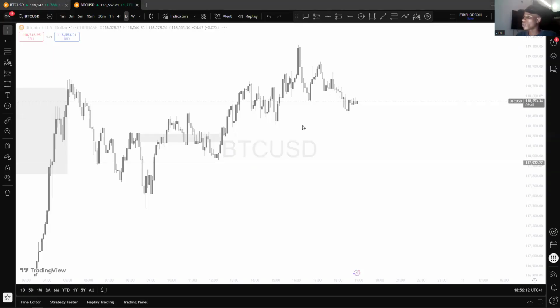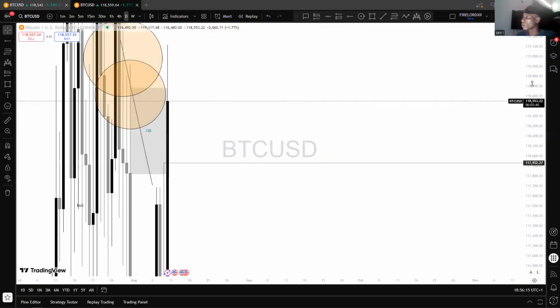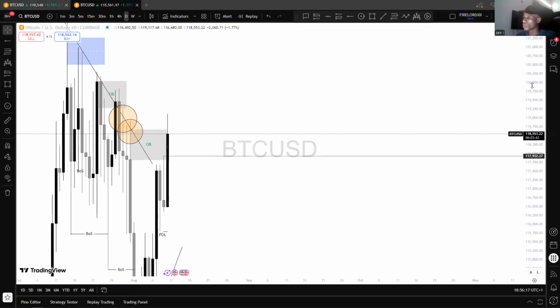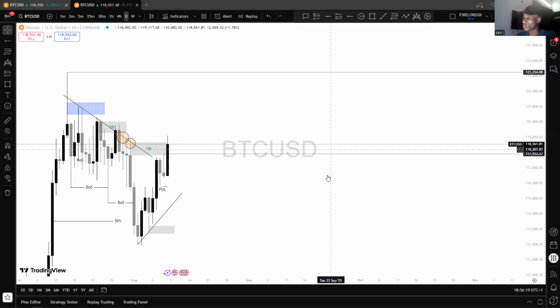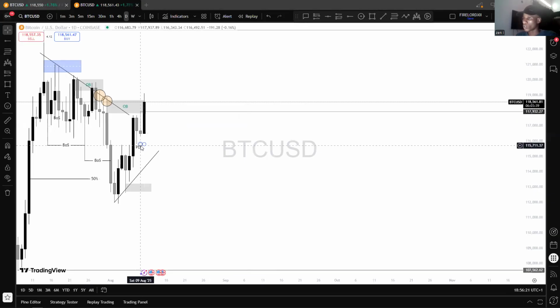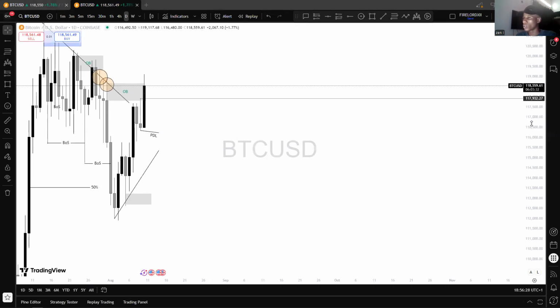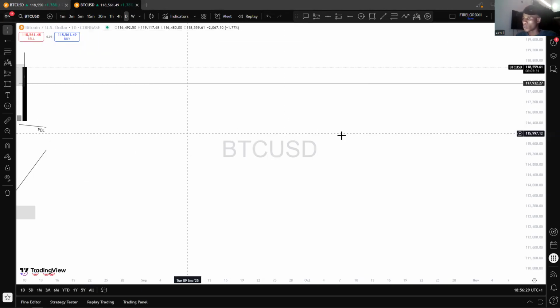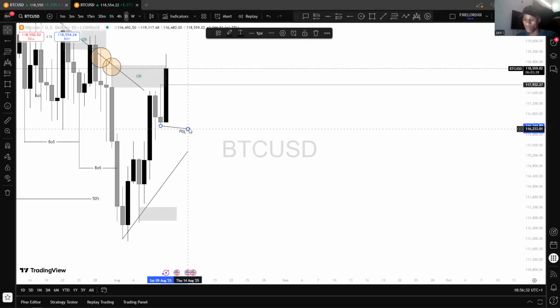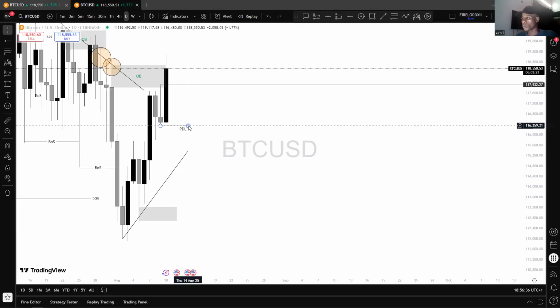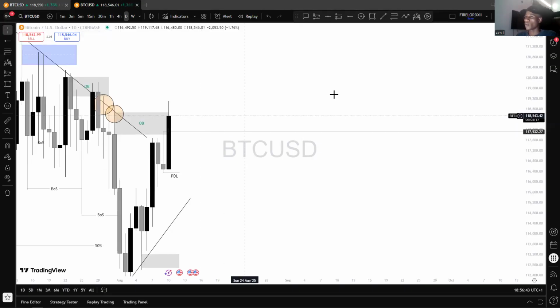Now, but yeah, we're going to mark out our daily range. So this is range low, this is range high, right?